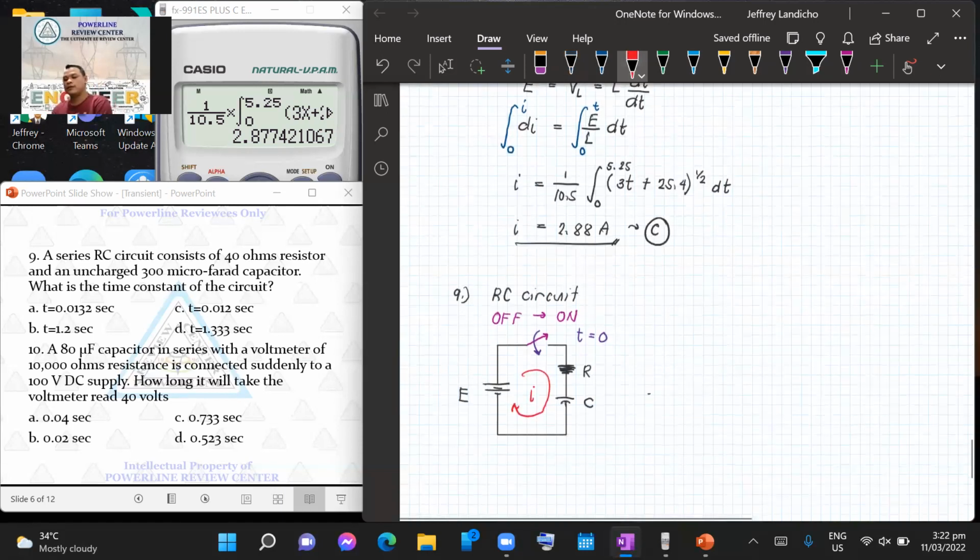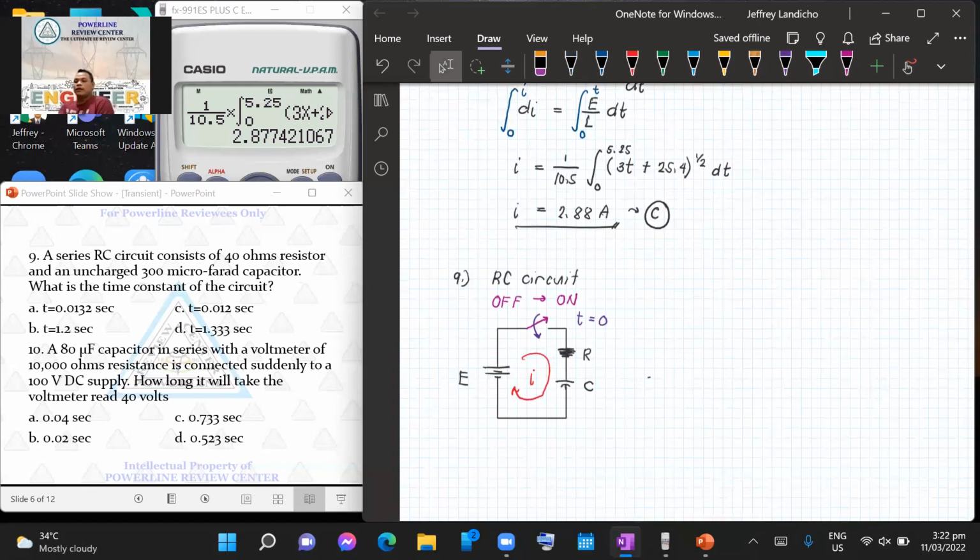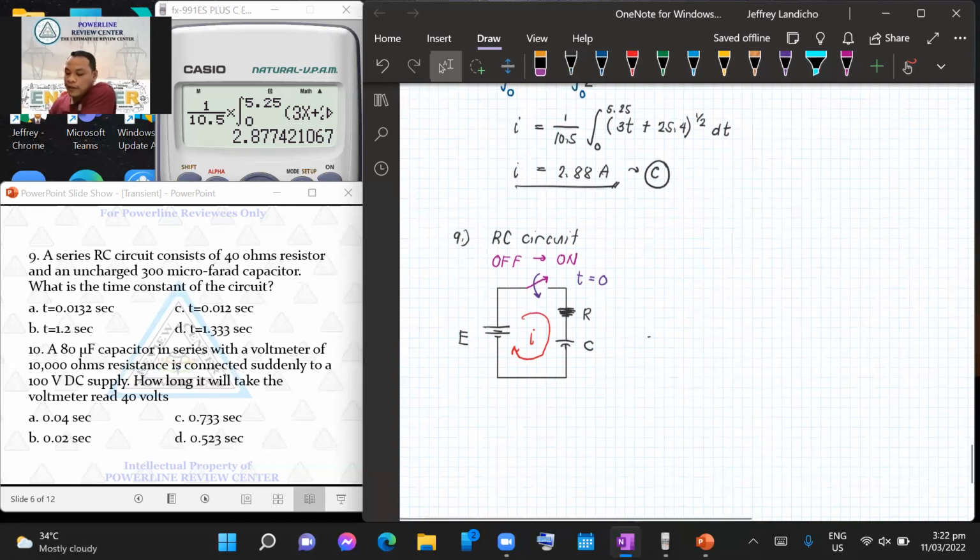Okay, so let us consider RC circuits. From off position to on, so we have initiation. So you have a closed circuit, so you have now KVL. So when we take our KVL equation here, again, pwede natin sabihin voltage drop across R plus the voltage drop across C, that would be equal to the source voltage E.